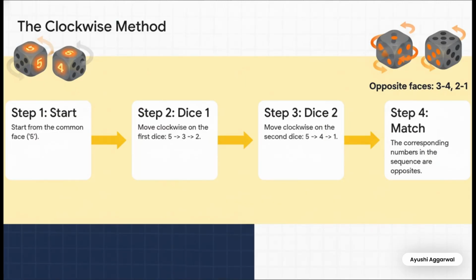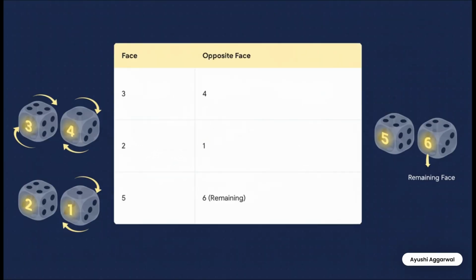It's called the clockwise method. We start from our common face, which is 5. Look at the first dice and go clockwise from 5. We get 5, then 3, then 2. Now do the exact same thing with the second dice. Starting from 5, we get 5, then 4, then 1. And there you have it. The result is right in front of you. The corresponding numbers from our 2 clockwise sequences, well, they form opposite pairs. So 3 is opposite to 4, and 2 is opposite to 1.